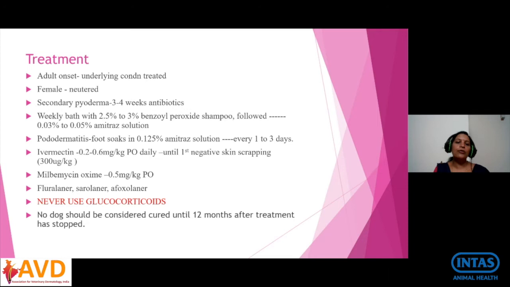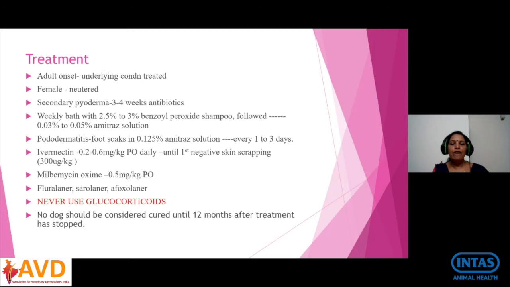And a weekly bath has to be given with benzoyl peroxide shampoo. Benzoyl peroxide shampoo will help with follicular flushing, and after that followed with amitraz. We can use 0.03 to 0.05% amitraz solution. And in pododermatitis, we can dip the foot in 0.125% amitraz solution every 1 to 3 days.